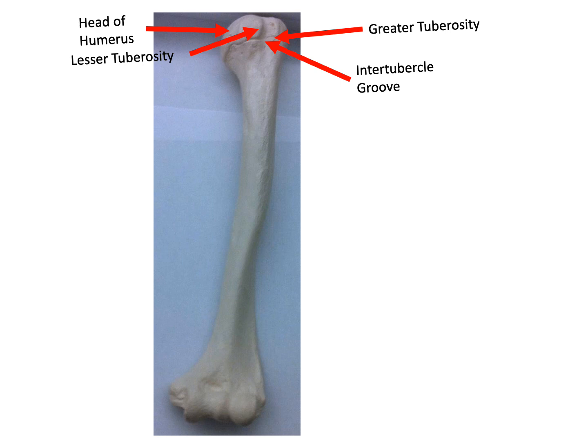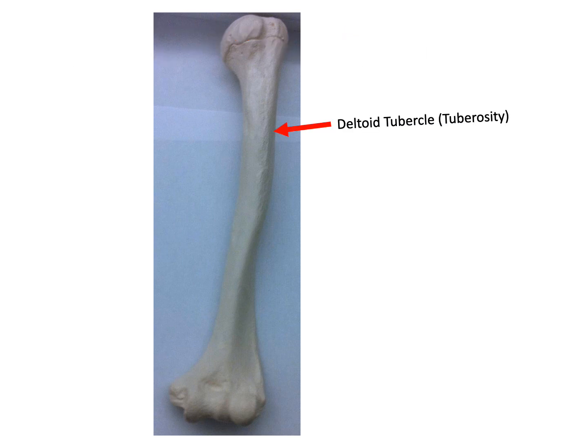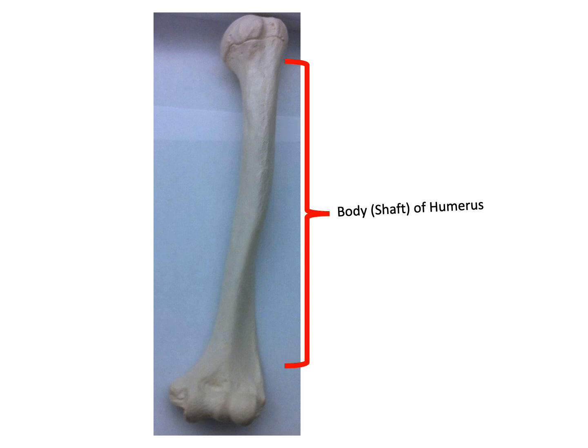And this is one of the areas where we get inflammation when we start having rotator cuff issues or bicep tendonitis issues with people who do excessive overhead motions or for older individuals. We then get to the deltoid tuberosity, which is going to be the insertion point for the deltoid muscle. We have the indication for the rest of the humerus, which is simply just going to be the body or the shaft.